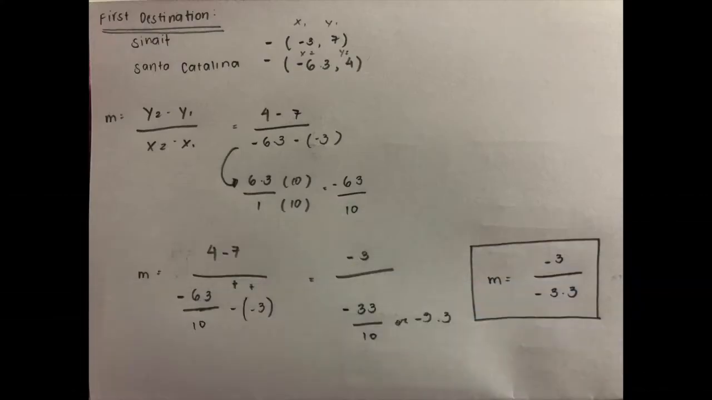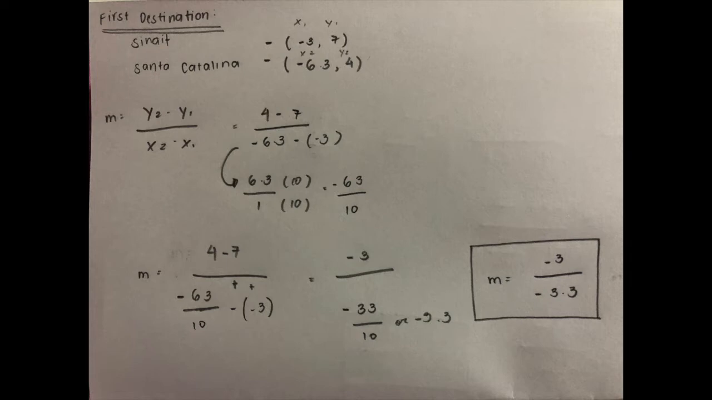Now let's try to look for the slope of our first destination. For Sinait, we have -3 and 7, while Santa Catalina has -6.3 and 4. The formula for slope is delta y over delta x, or y sub 2 minus y sub 1 over x sub 2 minus x sub 1. Substituting with the given values, we have 4 minus 7 over -6.3 minus -3. Now we have to convert the decimal into its fraction form. -6.3 times 10 over 1 times 10 equals -63 over 10.